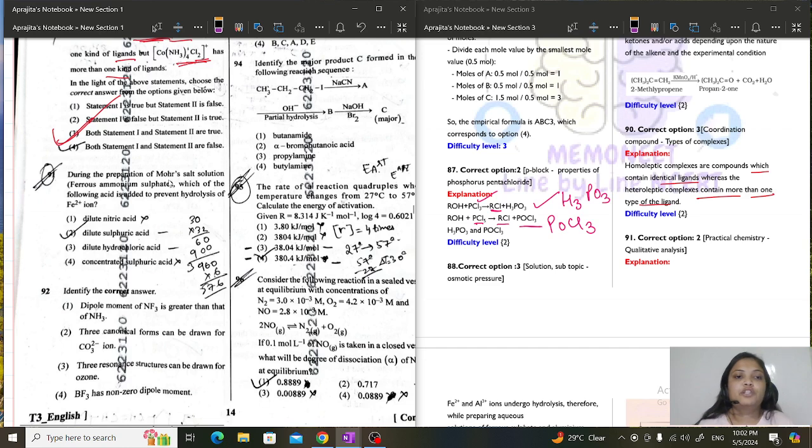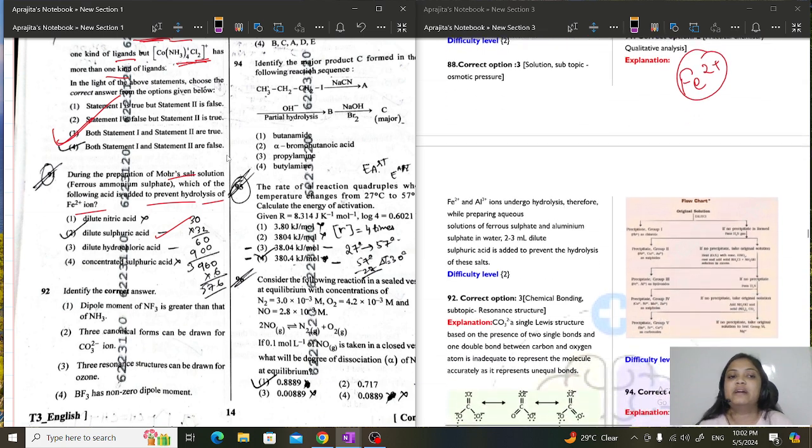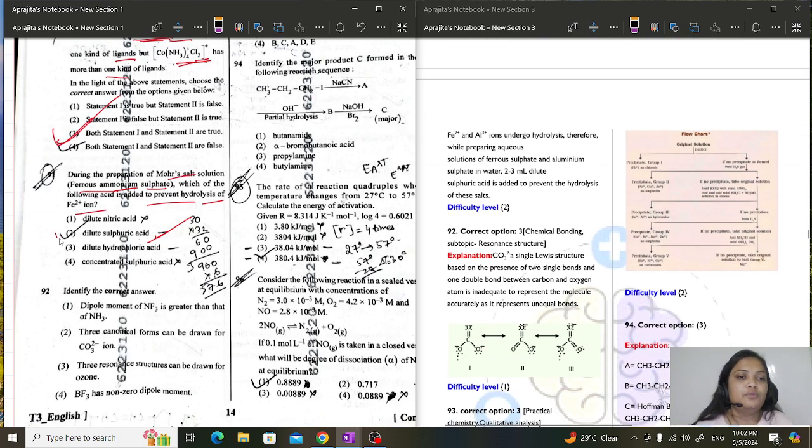Now during the preparation of Mohr salt, which is ferrous ammonium sulfate, which of the following acids is added to prevent hydrolysis? Since we are having sulfate, to prevent the hydrolysis of ferrous ions and aluminium ions, we are adding dilute sulfuric acid. Dilute nitric acid will oxidize, no? But dilute sulfuric acid would be added to prevent the hydrolysis. Since it's ferrous ammonium sulfate, we'll be adding dilute sulfuric acid. So it's option number 2.